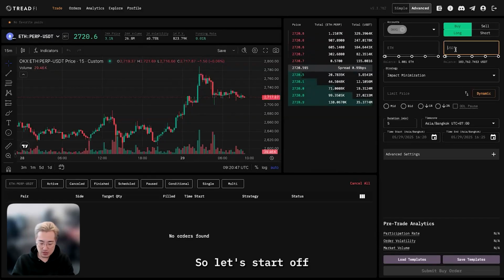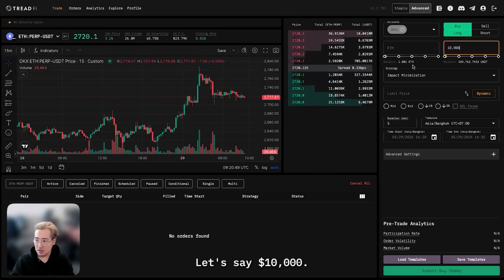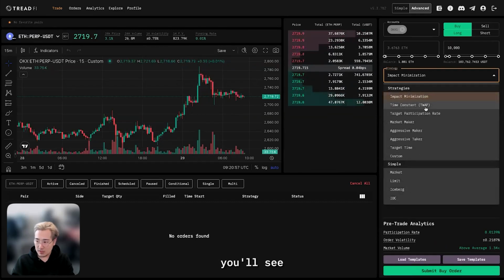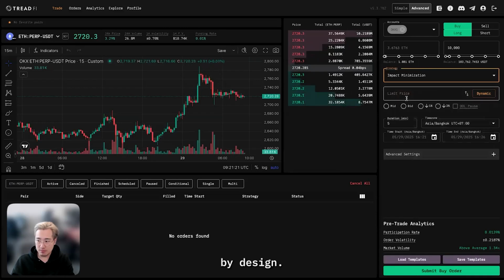So let's start off with something very simple. Let's say $10,000 ETH perp USDT on OKX. If you click into the strategies dropdown, you'll see all of the strategies that are offered by our platform. They're grouped into 2 different categories: strategies, which are really the algo order types, and then simple order types, which are just the same, if not similar, to what's out there on the exchange APIs. But let's start off with just impact minimization, which is the default strategy by design.